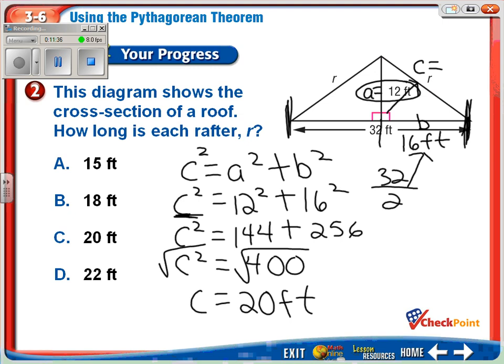And then when you solve, the question ultimately is asking what is r? In other words, what is the rafter? So we're trying to measure from this point to this point. So final answer should be C, 20 feet.